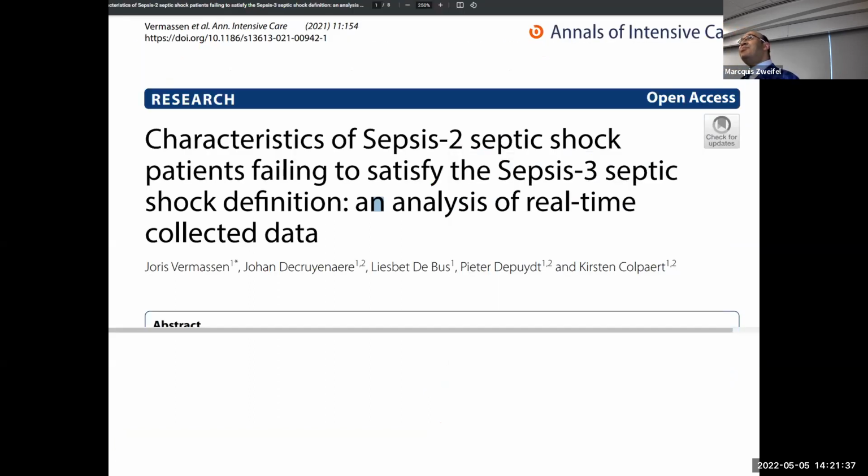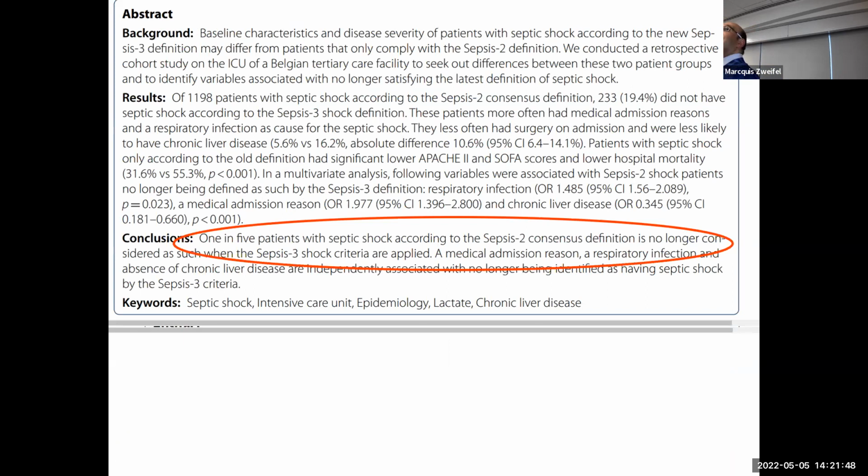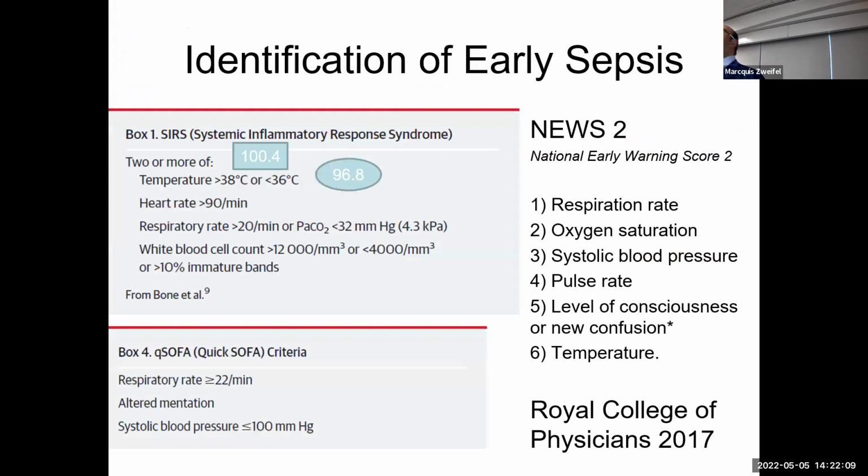This is the SEP2, I think 2021 also. SEP2 compared the new definition in 2016 to the old definition, and they found that from every 5 people that you diagnosed with sepsis before, they don't qualify for sepsis based on the new definition. So 20% of people who were diagnosed with sepsis and septic shock didn't qualify, or septic shock specifically. They didn't qualify for septic shock based on the new consensus 2016.